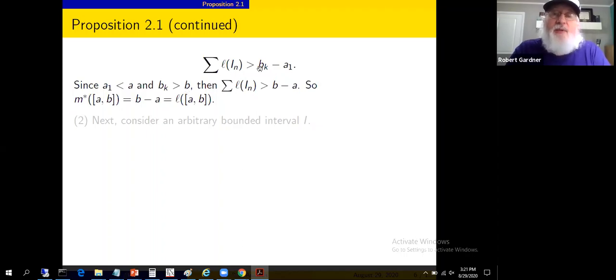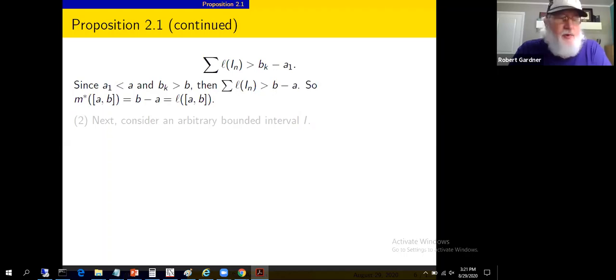That implies B sub K minus A sub 1 is greater than B minus A. Convince yourself of that. It's straightforward arithmetic. So B sub K minus A sub 1 is strictly greater than B minus A as well. You manipulate these two to convince yourself of that. And therefore, the sum of the lengths of these intervals is greater than B minus A.